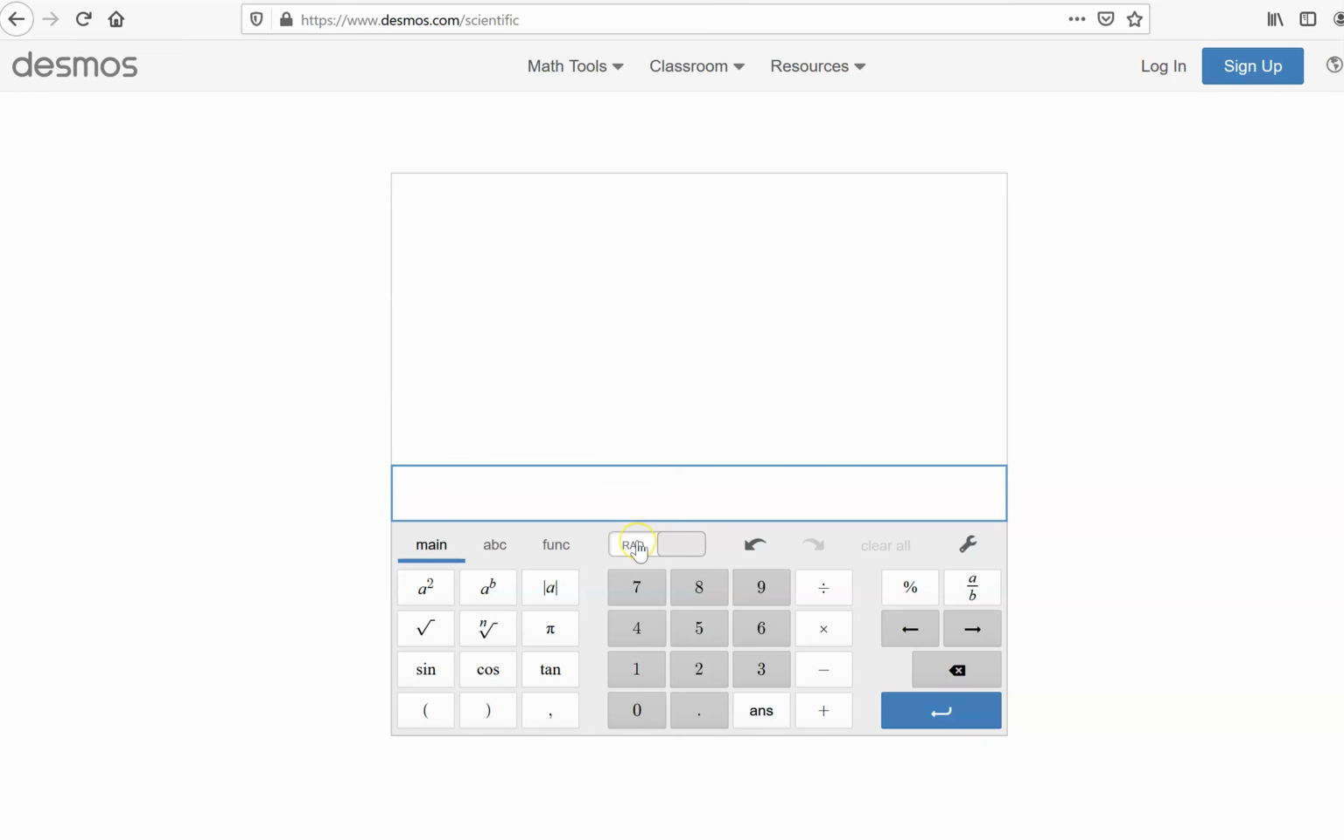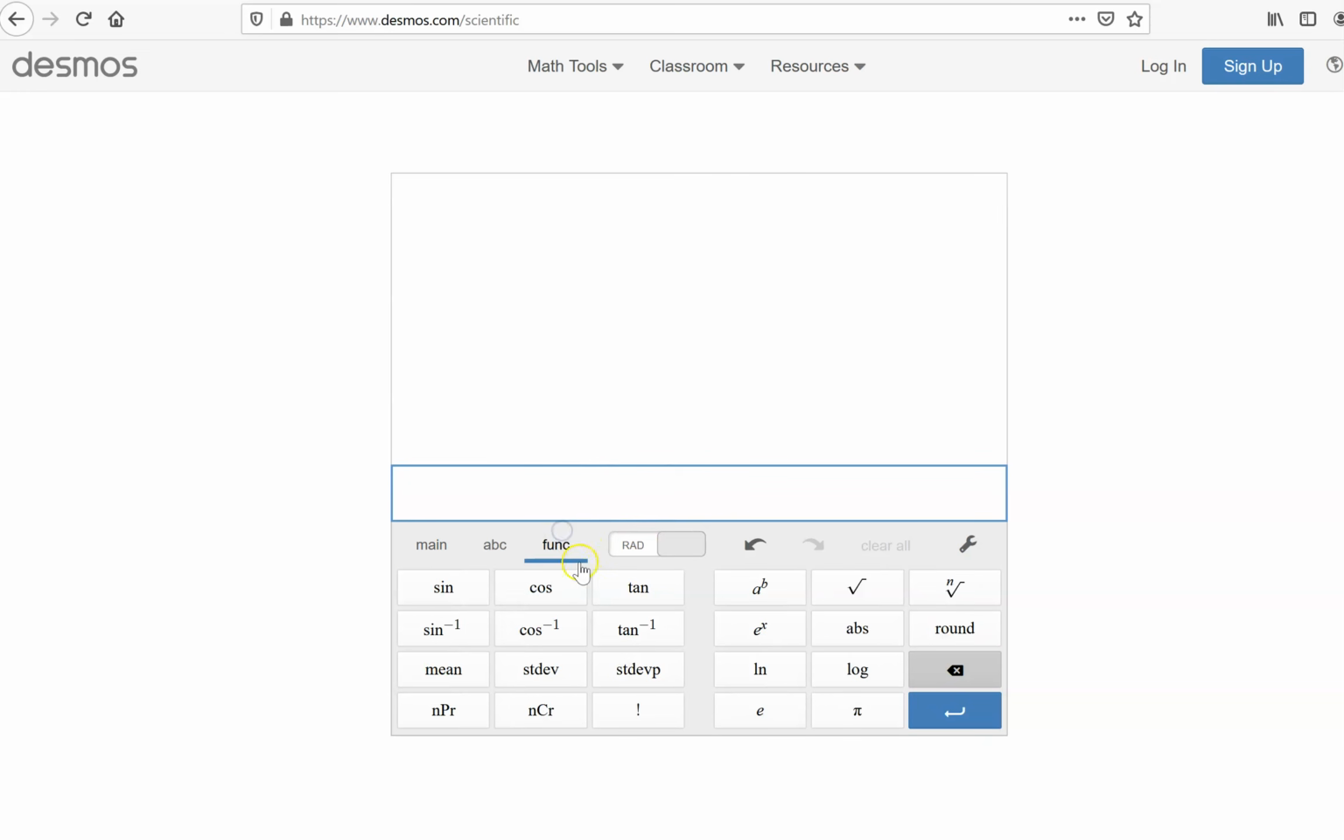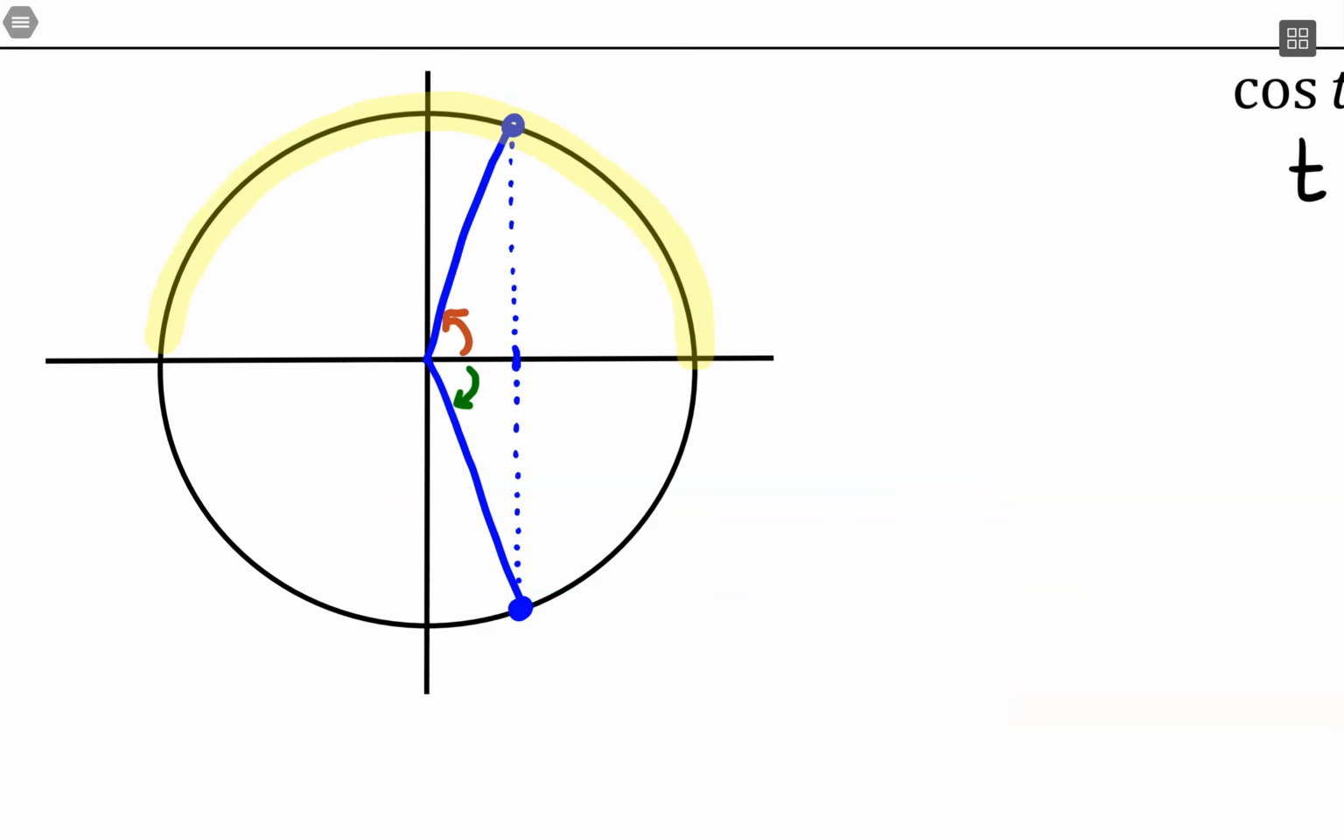Make sure you're in radian mode. So we're in radian mode. Unless it specifies otherwise, we're only working in radians here. And I want inverse cosine of 0.3. So that's giving me an angle measurement of 1.2661. So that is this measurement right here.